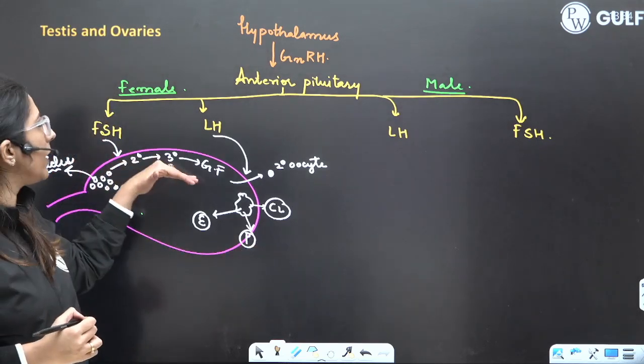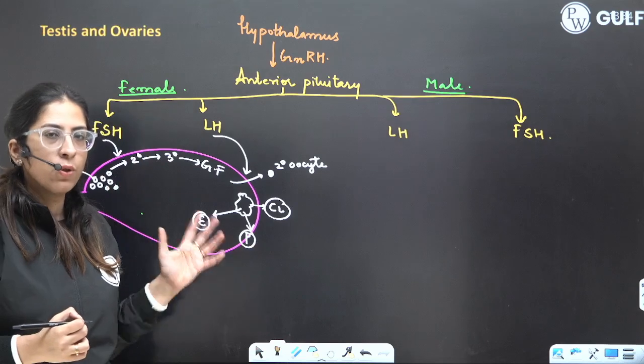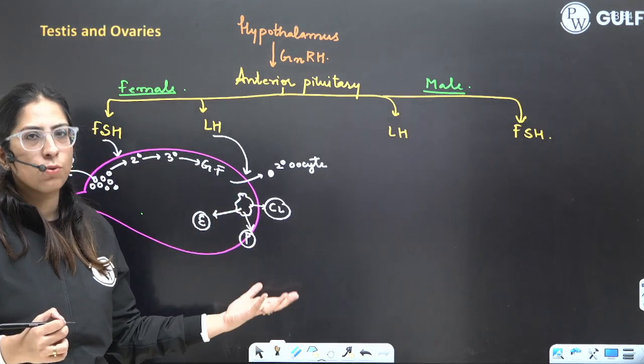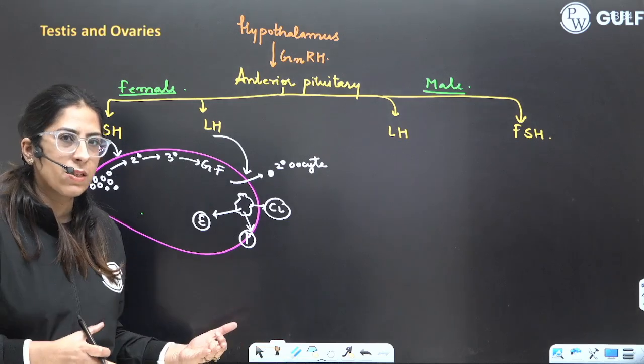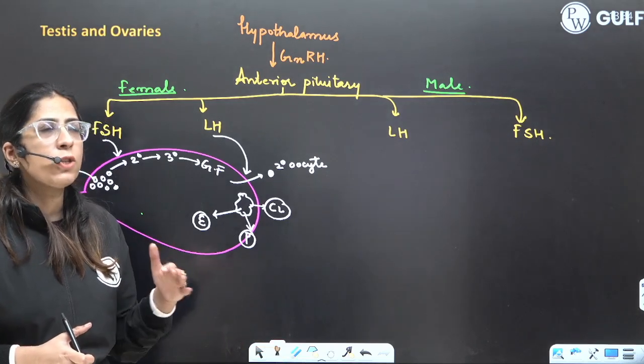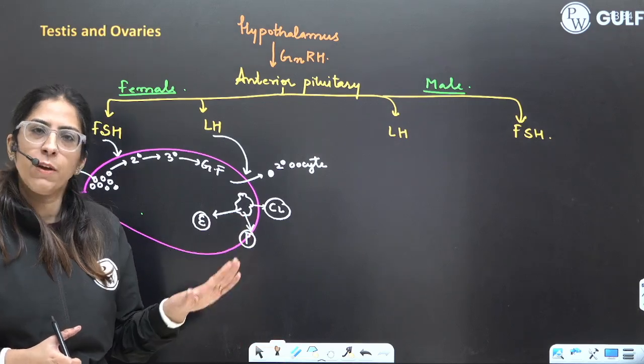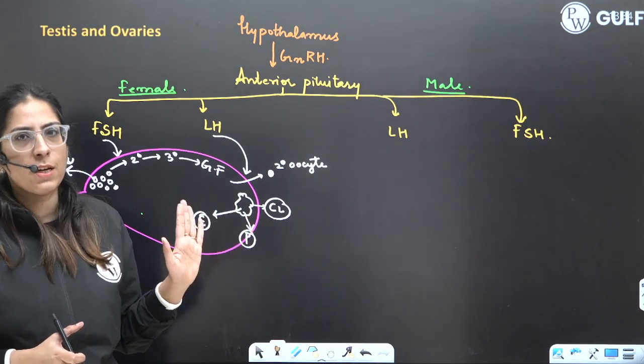Similarly, the growing follicles also release estrogen. So that means ovary releases estrogen. Very important. And estrogen is important for the secondary sexual characteristics in case of female. It also helps in the menstruation. I won't go into detail because detail is there in the class 12th.